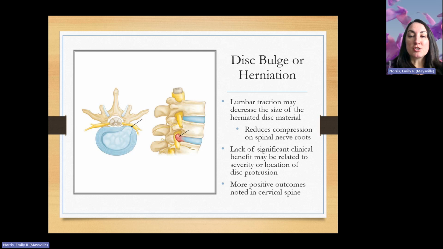Disc bulge or herniation, lumbar traction may decrease the size of the herniated disc material. It reduces compression on the spinal nerve roots. There is not a lot of clinical evidence related to the severity or location of the disc protrusion to give you exact guidance there. But we tend to see more positive outcomes in cervical spine than lumbar spine. And a lot of patients do tell you that it helps relieve their pain in both.